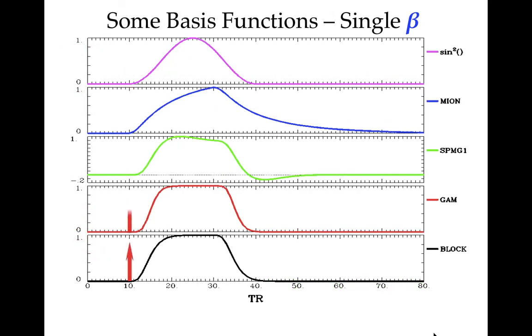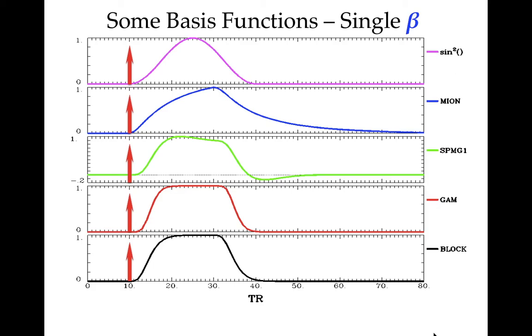Here are examples of some basis functions that have single betas. From the bottom to the top, we have the block. This is for a stimulus that starts at 10 seconds in, 10 TRs in, and has a duration of 20 TRs. And this is the block at the bottom. We have the GAM with the same duration just above it in red. Above that is SPM-G1. Above that is Myon, and above that is one from the EXPR that I threw in just for fun with the sine squared.